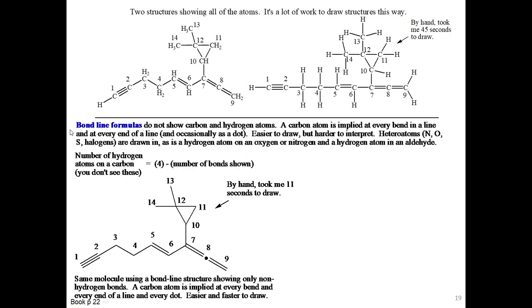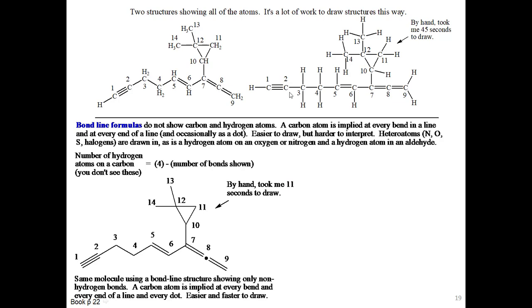So this is called a bond line formula. And what we do is we leave out all the carbons and we leave out all the hydrogens. And all we do is draw lines. Now, if there's a nitrogen and an oxygen and a fluorine, we do draw those in. Okay? But in terms of the carbons and hydrogens, we leave those out.